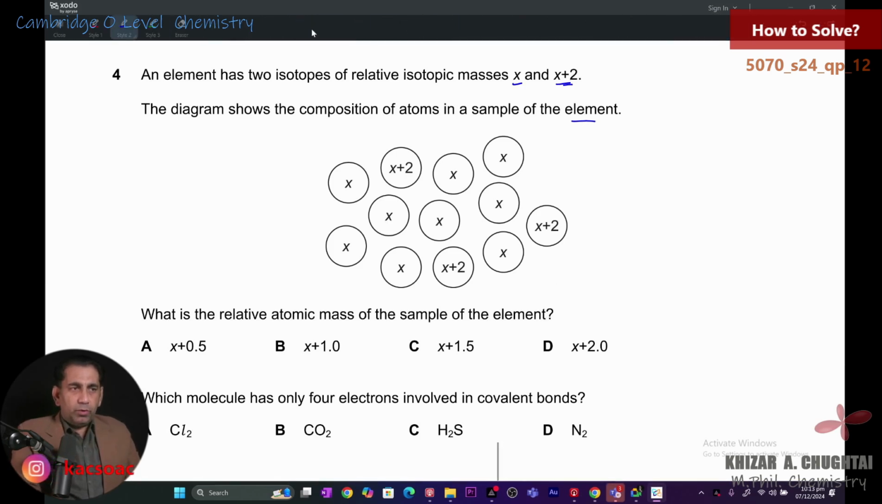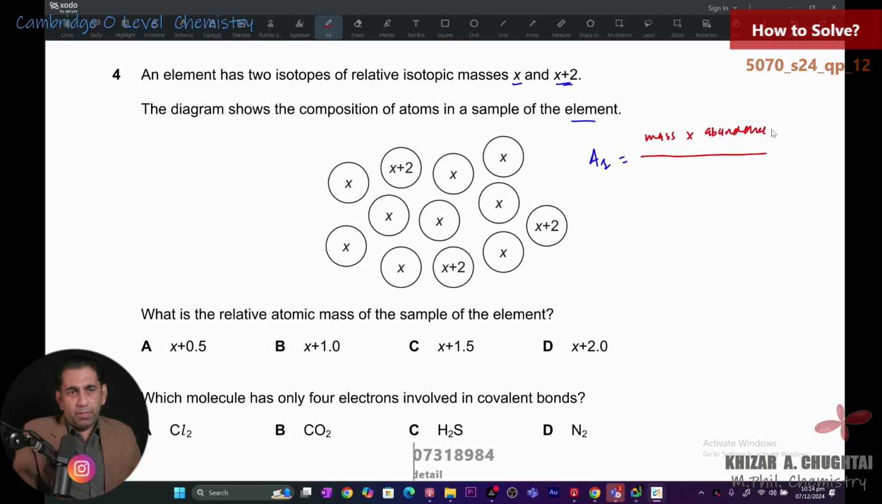So first of all, I'm going to write the formula of relative atomic mass. The formula of relative atomic mass is the mass of an element multiplied by its abundance, or percentage abundance you can say, plus, this is for one isotope, plus the same for the other isotope. And divide by 100 if I'm taking percentage, or by the sum of the numbers of abundance.